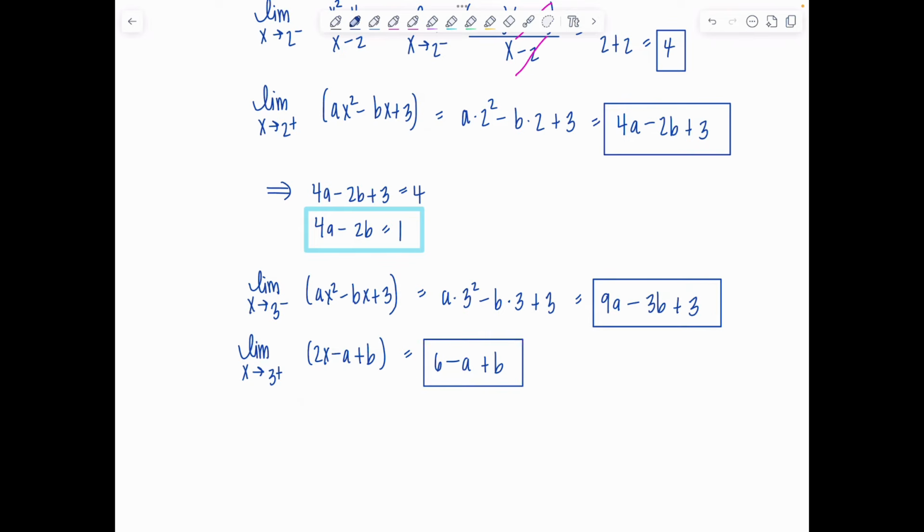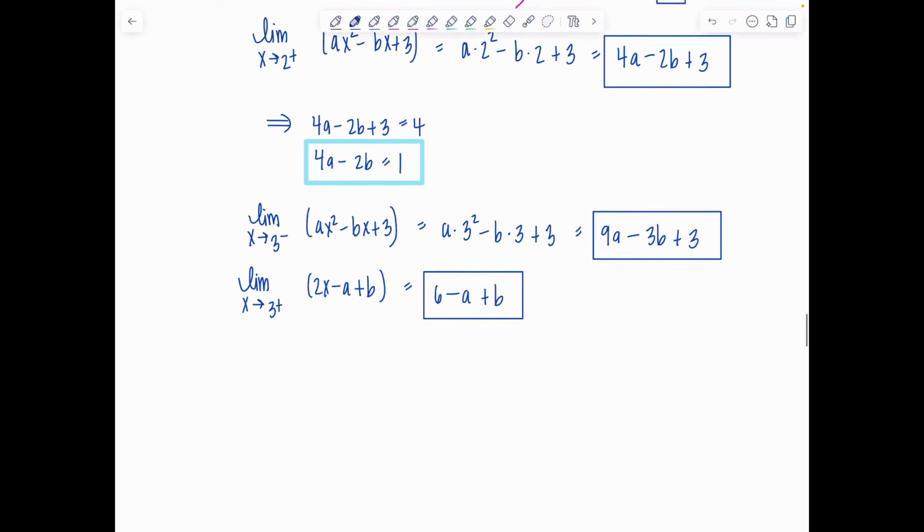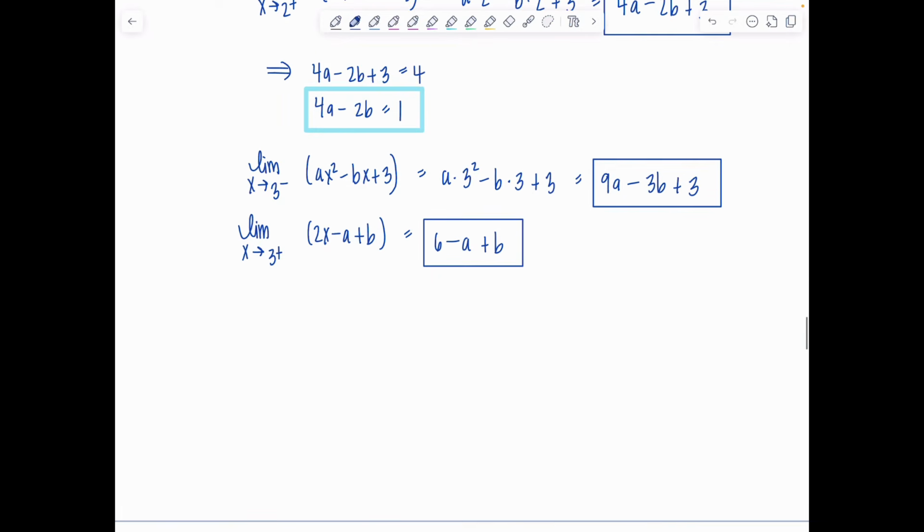Okay, for the function to be continuous at x equals 3, it has to be defined there, and then the limit from the left has to equal the limit from the right. So we need 9a minus 3b plus 3 to equal 6 minus a plus b. Let me put it in standard form like the other one. So we would have 10a minus 4b equals 3.